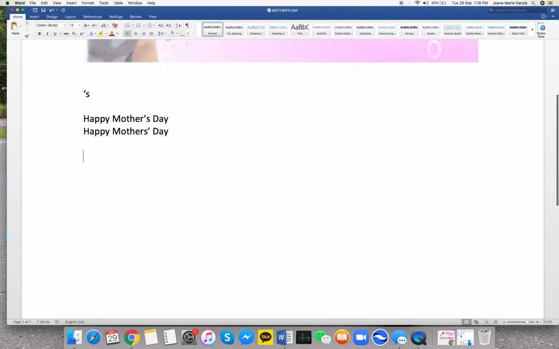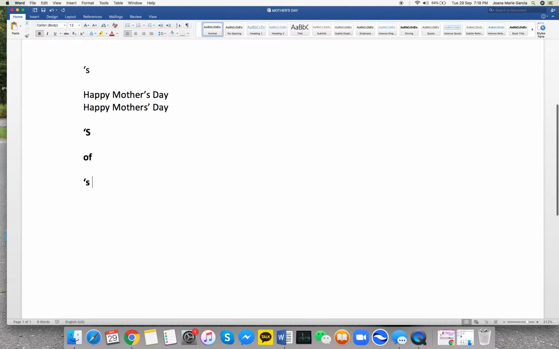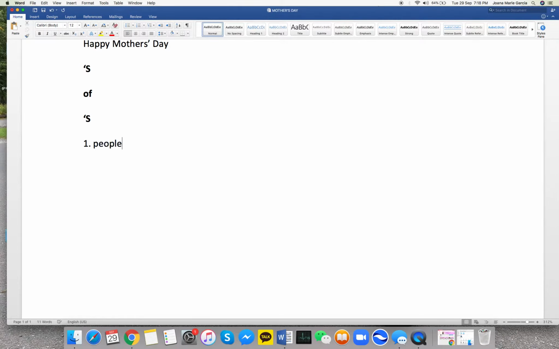So for now, let's first talk about the uses of apostrophe s and of. Many people are confused about which one to use because both can mean possession. Let's talk about apostrophe s first. We can use it when we talk about people and animals. That is the basic use of apostrophe s.